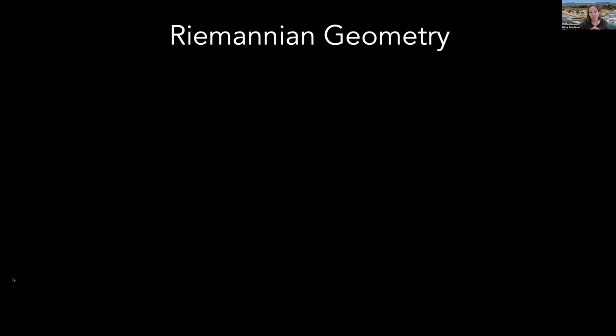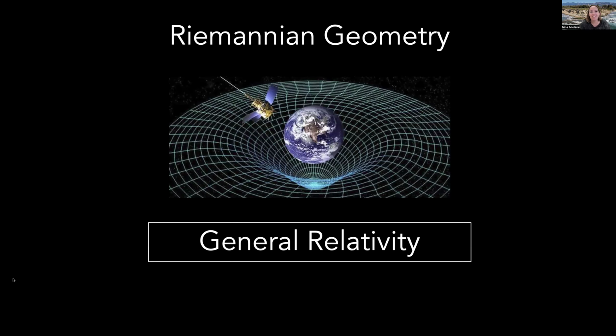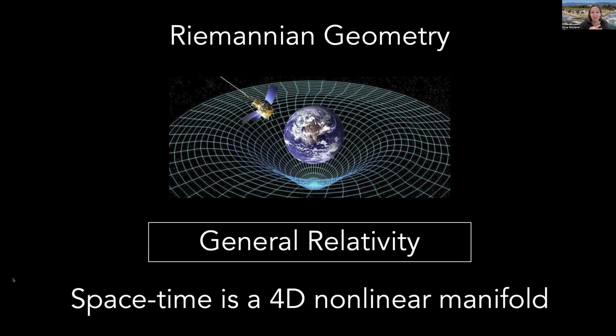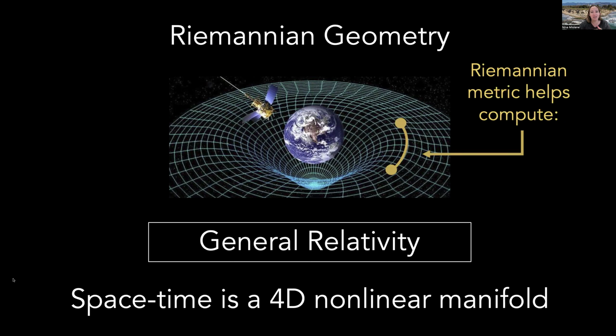Riemannian geometry is a mathematical theory that is perhaps more well known for the theory of physics that it has enabled, which is general relativity. And general relativity models space-time as a four-dimensional nonlinear space, like the curved space you can see on these slides, called a manifold. And in this context, a Riemannian metric is a tool that allows us to compute with this manifold. In particular, it can help us compute the distance between 2 points on this manifold, called the geodesic distance. That's where Riemannian geometry got its claim to fame.